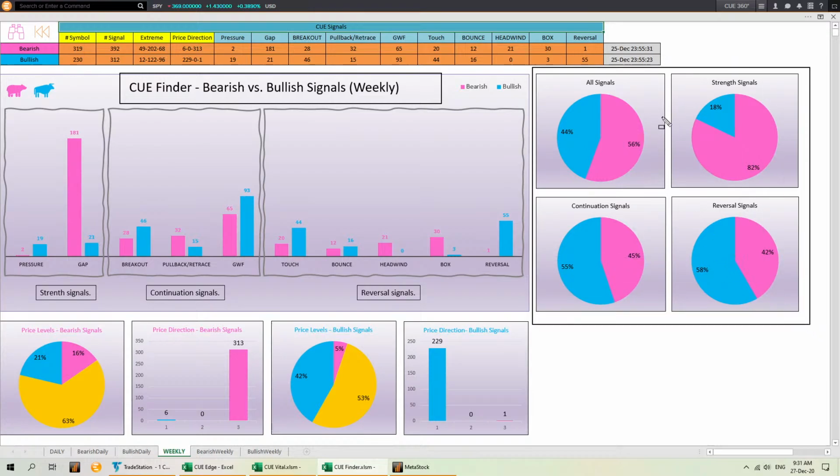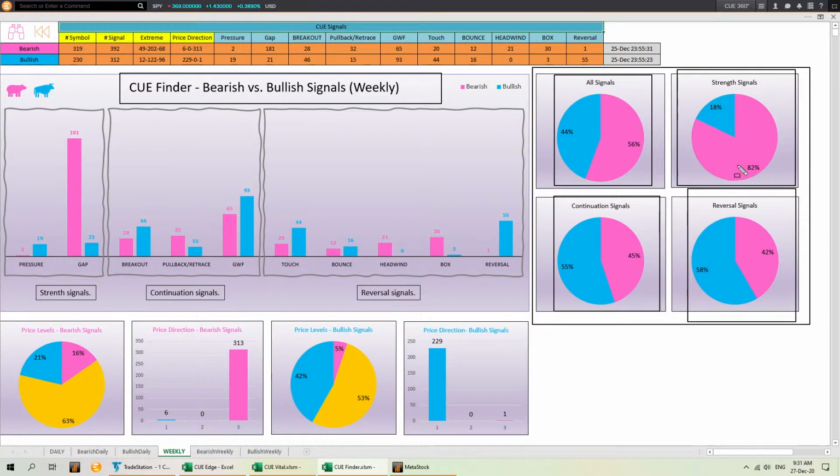If we look at the pie charts in the top right corner, we see all signals are balanced. A little bit more bearish, but for trading purposes, we may say all signals are balanced between bulls and bears. Trend continuation signals are also balanced. Reversal signals are also balanced. Only strength signals are very bearish. 82% of the strength signals are bearish.